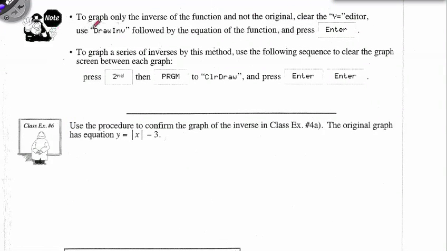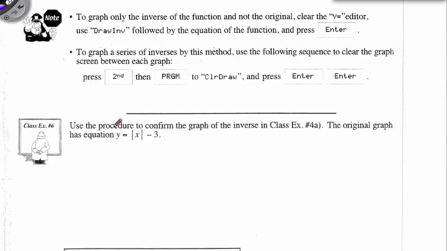Now it says note here, if you only want to graph the inverse of the function and not the original, clear the y equals editor. Use draw inverse followed by the equation of the original function, and then press enter. I believe that should work. I wouldn't bother about this here.